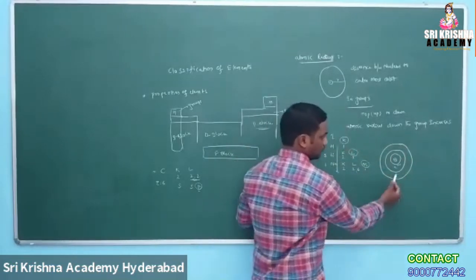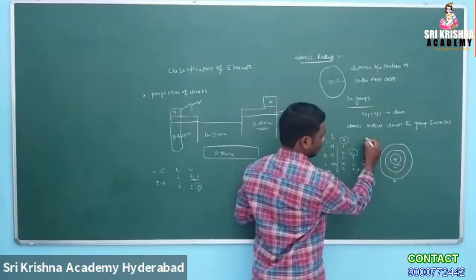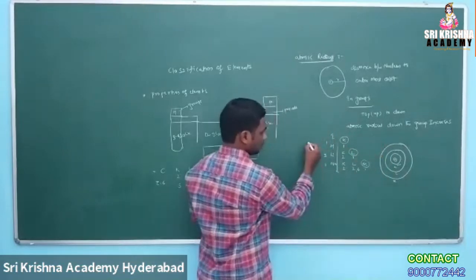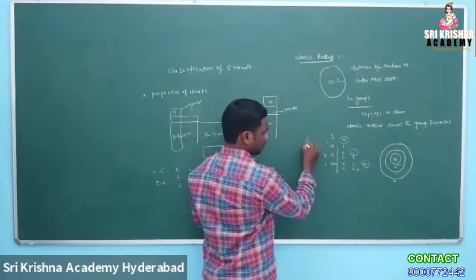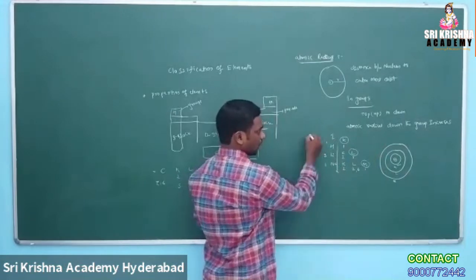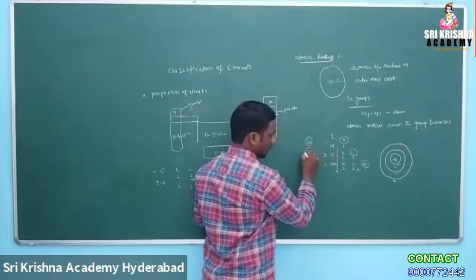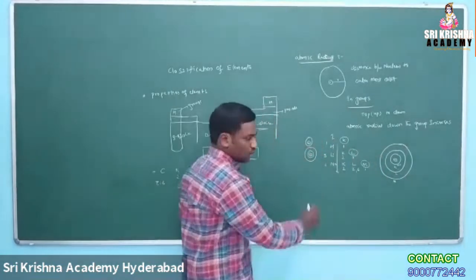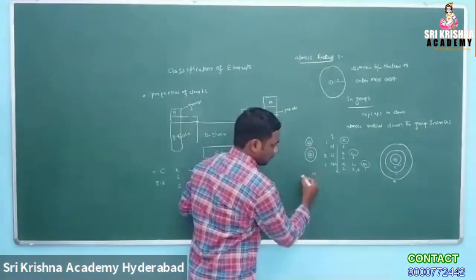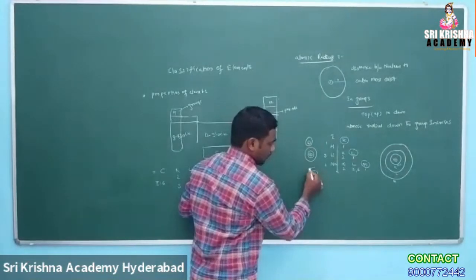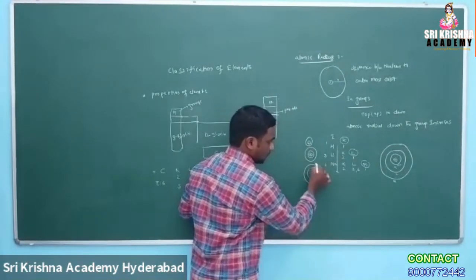So the number of shells here: only 1 shell is there. For the hydrogen case, a single shell. This is the nucleus. This is the K shell. The K shell has only 1 electron. For lithium, the K shell and L shell are there. For sodium, 3 shells are there. This is the K shell, the L shell, and another M shell.